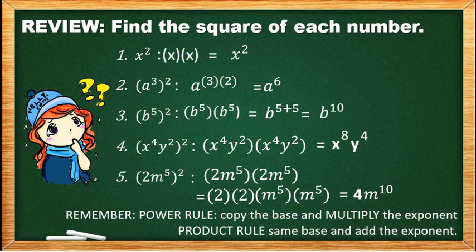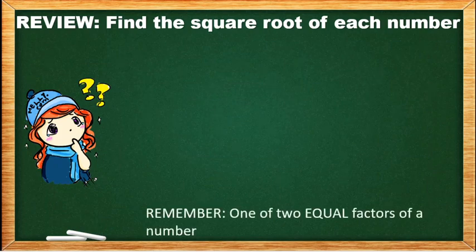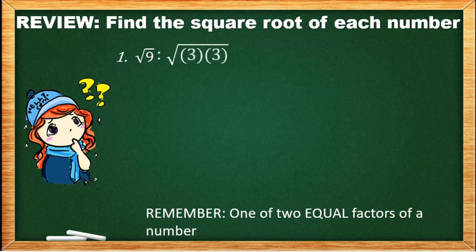Next, finding the square root of a number. So, remember, it is one of two equal factors of a number. That means, when you take the square root of a number, just think of factors of that number that are the same. Let's say example number 1, square root of 9. What factor of 9 are two of the same number? It is 3, because 3 times 3 is equal to 9. So, therefore, the square root of 9 is the same as the square root of 3 times 3. So, therefore, the square root of 9 is 3.